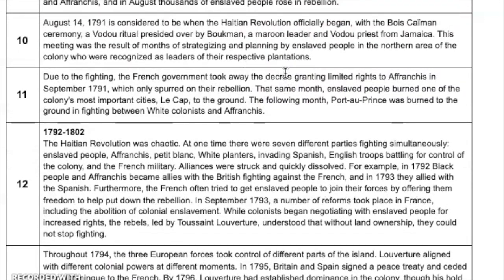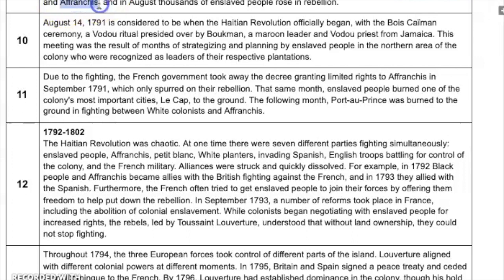Paragraph 9. In May 1791, the French Revolutionary Government granted citizenship to the wealthier Afranchis, but Haiti's white population disregarded the law. That sounds political in nature to me, so I'm going to go ahead and highlight that yellow. Within 2 months, isolated fighting broke out between white colonists and Afranchis, and in August, thousands of enslaved people rose in rebellion. So you see here, I'm not going to highlight anything here, but we're getting now into the actual revolution. White colonists are fighting because they want to have most power and control.